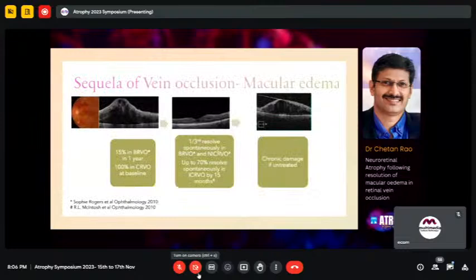Macular edema is seen in 15% of cases of branch retinal vein occlusion in 1 year, whereas it is seen in 100% of cases of central retinal vein occlusion at baseline. One third of the macular edema cases in branch retinal vein occlusion or non-ischemic central retinal vein occlusion will resolve spontaneously, whereas 70% of macular edema cases in ischemic central retinal vein occlusion will spontaneously resolve by 15 months. And chronic macular edema leads to destruction of the macular architecture.